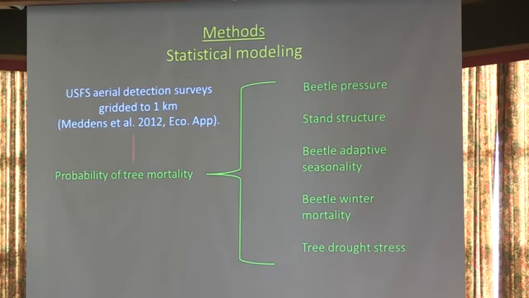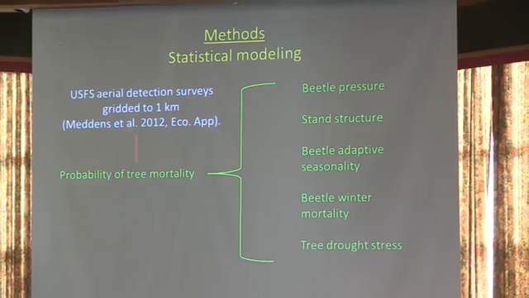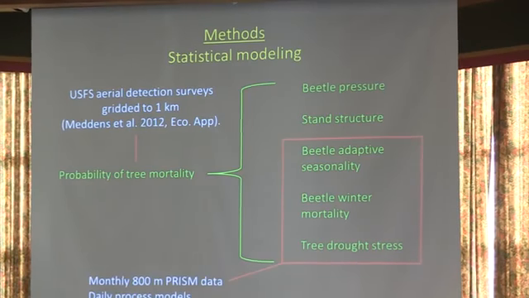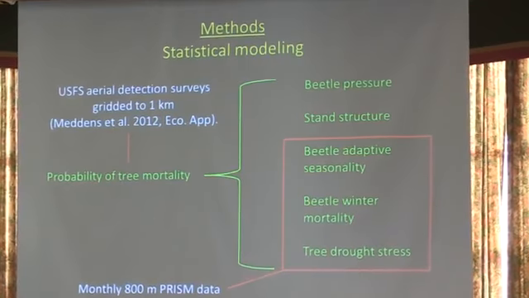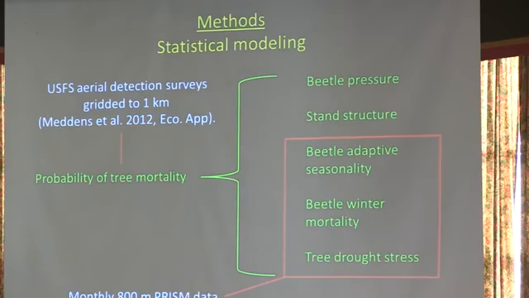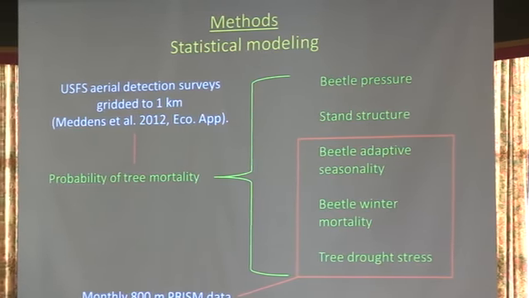The mortality data comes from the Forest Service Aerial Detection Survey data, and this is gridded to 1 kilometer. So we're looking at the landscape at a 1 kilometer resolution. Then the beetle pressure variable also comes from the number of trees killed last year. For all of the climate variables, we used primarily 2 sources. One is PRISM, 800-meter PRISM monthly data, and the second are the several daily process models that are on a daily time step. This part of the model itself is a logistic regression, a generalized additive model that allows for nonlinear relationships.